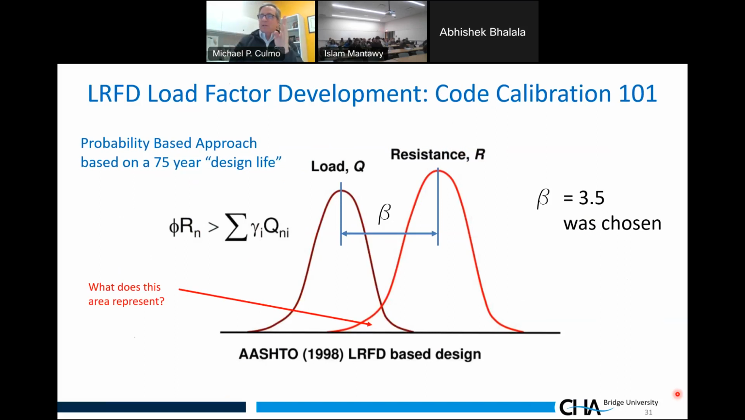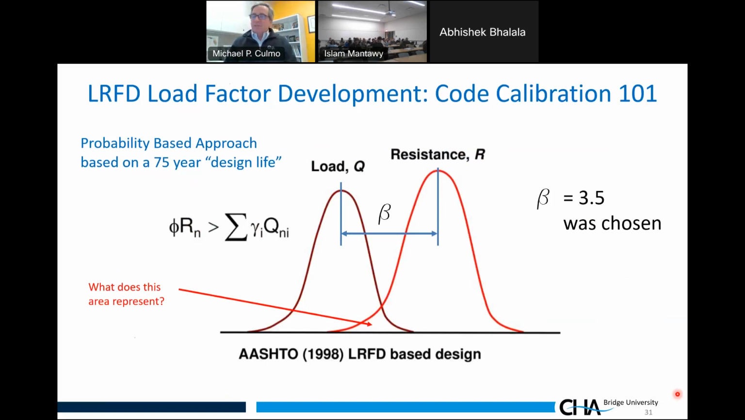Well, load is, you can either change the load, make trucks lighter. Well, that wasn't probably going to happen because the trucking industry is a big lobby. So what can you do? You can improve resistance. And how do you do that? With load factors. You design for higher loads. You over-design the beam to handle the case where the load exceeds the resistance.